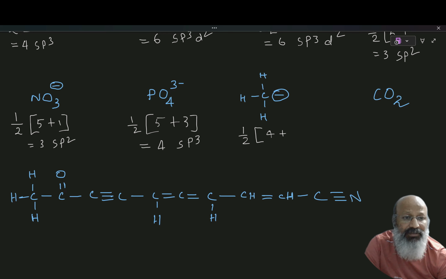Coming here, half total valence electrons of carbon is 4. Monovalent atom, hydrogens are monovalent because their valence is 1. It's a 3 and negative charge 1. So it is coming out 4. That is again sp3.